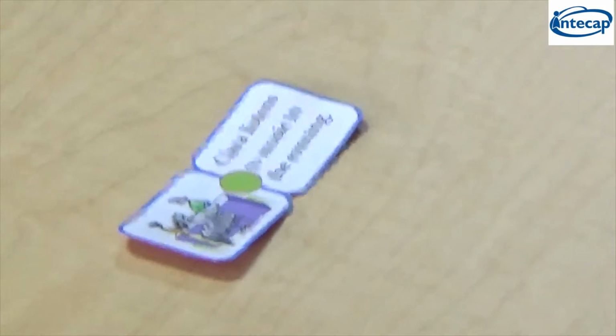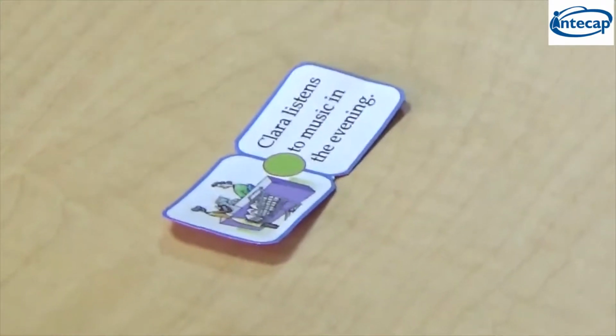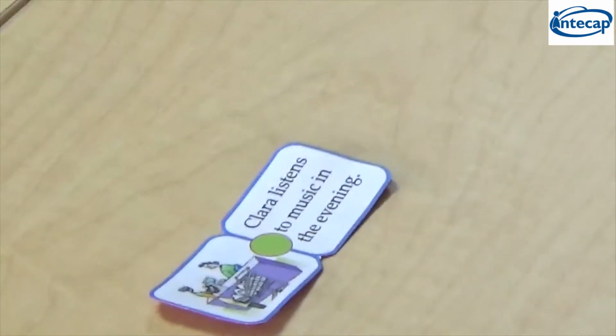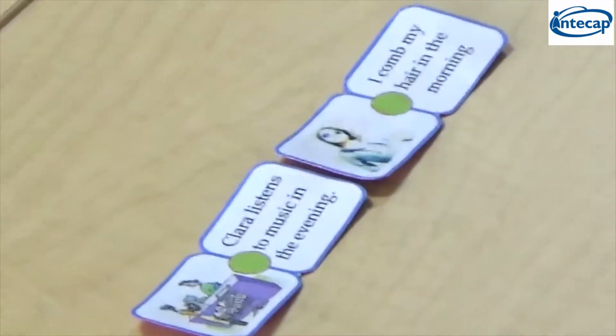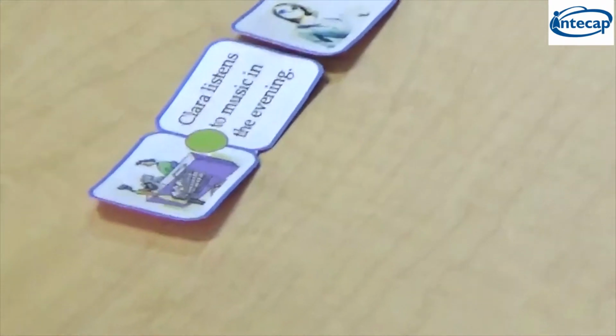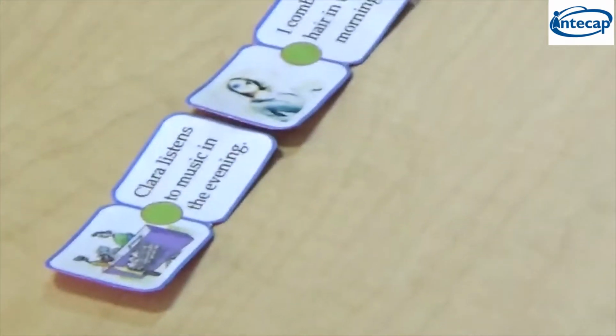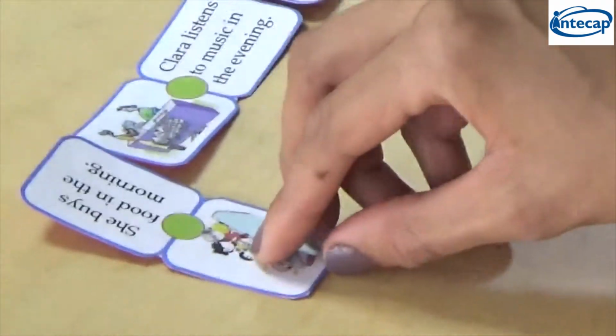So for example, if Clara listens to music in the evening, here I have the domino card of someone listening to music. So I can place the card next to it. Or for example, here's the other one that says, she buys food in the morning. So you place the card matching its picture, okay? You're going to read the sentences out loud in order to place them. The one that finishes all the cards first is the winner.